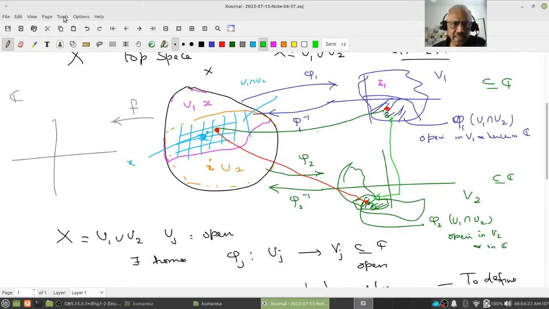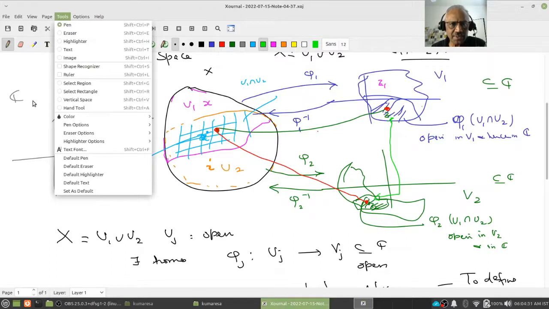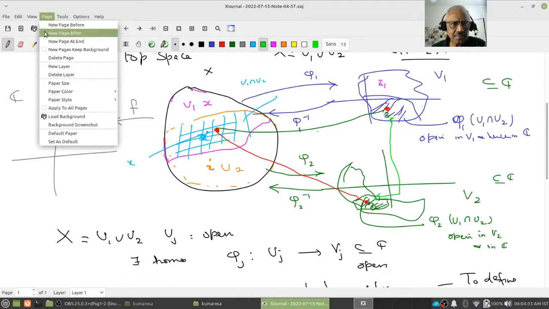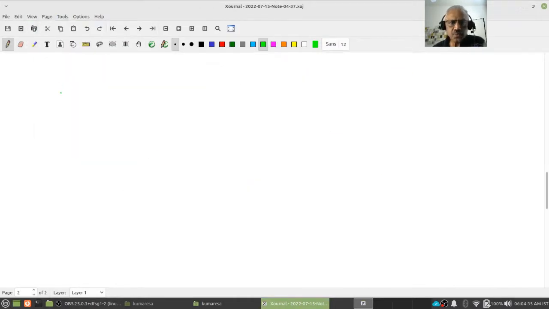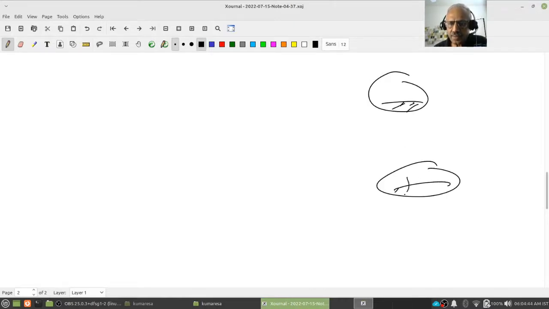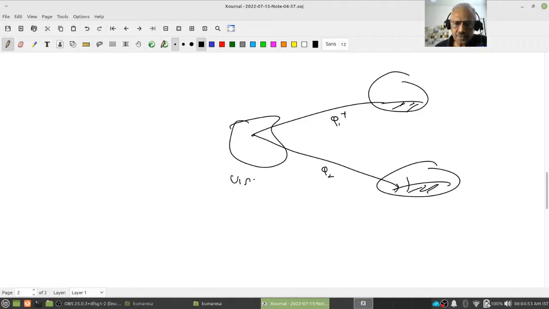Keep the picture in mind. That's why the blackboard would be good. I could draw half of the blackboard and keep it in mind here, but unfortunately I can't do that here. So finally, what do I end up with? I'll keep the picture. So I go from here and come here. This is phi 1 inverse, and this is phi 2. This will be my u1 intersection u2. This is the picture I have.